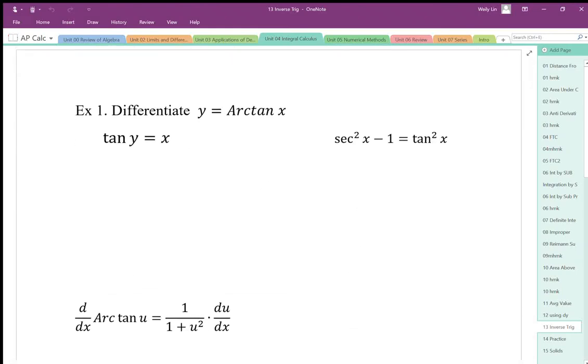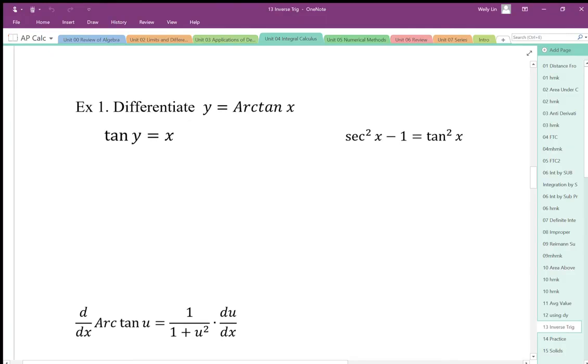So here we're going to differentiate the arctan function. We're going to apply the same process. We're going to rewrite it in terms of the tan function. So y is the arctan, or the angle, so we put tan of y equals x, which is the ratio. We're going to differentiate this implicitly.